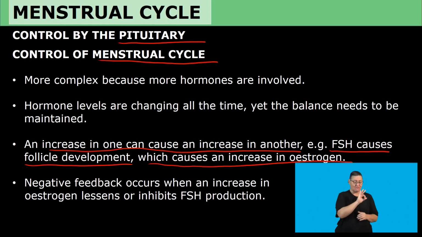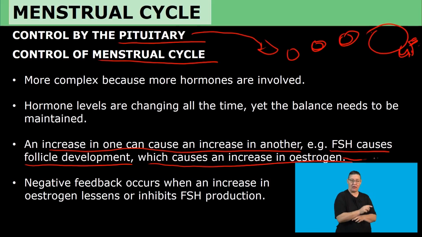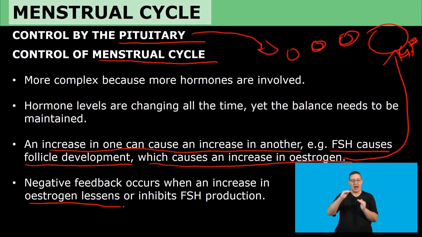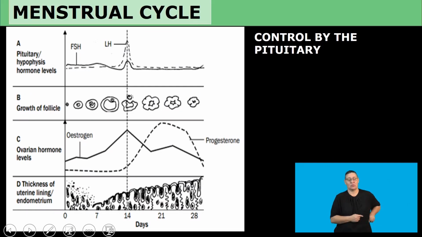Let's look at the link. So if the follicle is growing, FSH secreted by the pituitary gland will influence the development of the follicle. Once the follicle grows to become Graafian follicle, there we go, that's our Graafian follicle, then estrogen now is starting to be produced. You can see the link that is taking place. Negative feedback mechanism occurs when an increase in estrogen lessens or inhibits FSH production. We'll see that soon with some of the graphs.